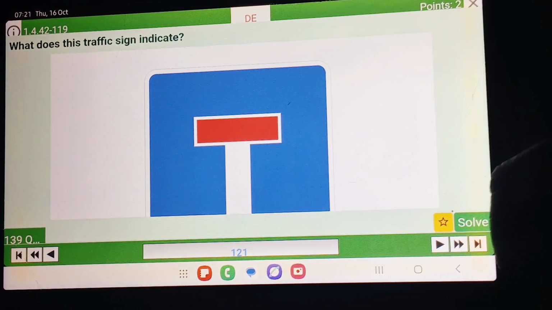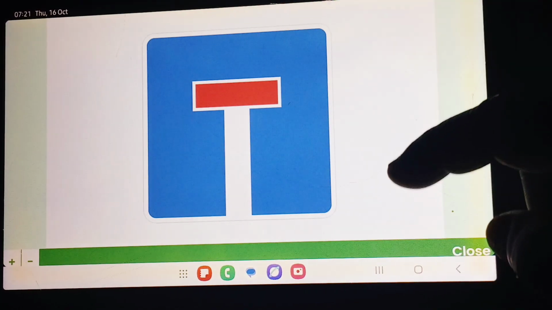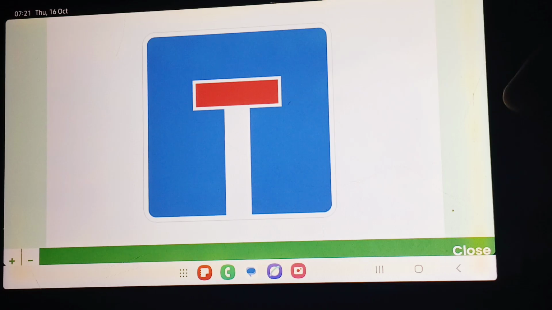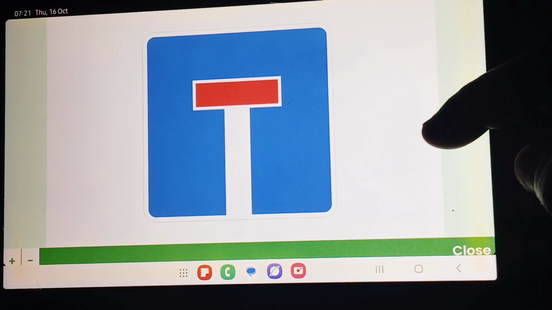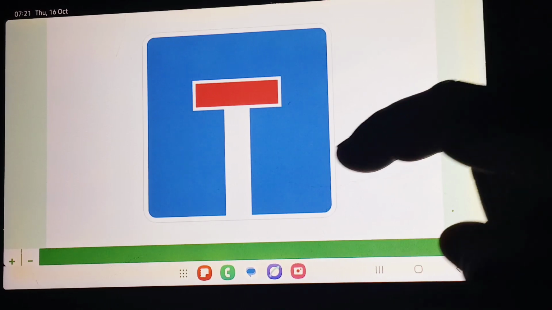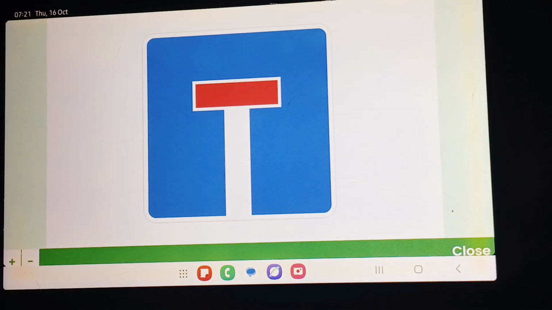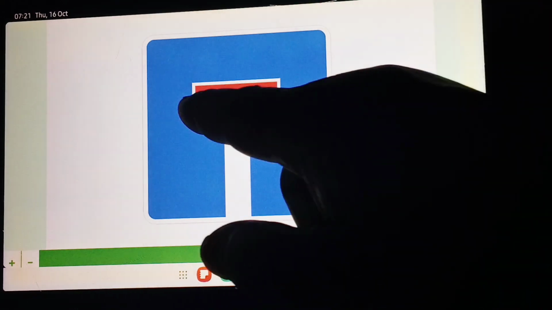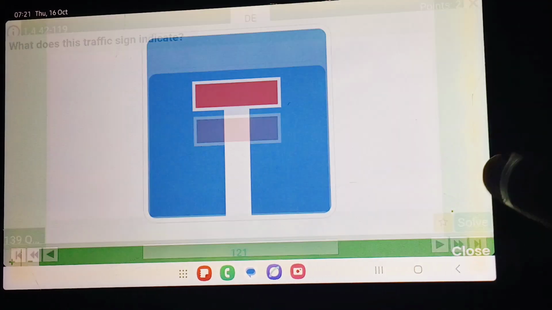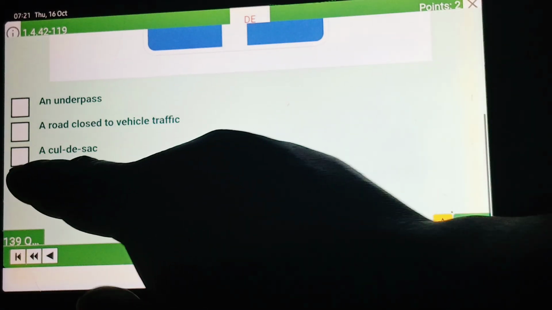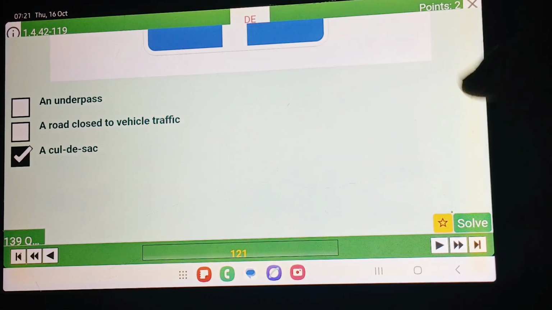What does this traffic sign indicate? This is a cul-de-sac. A cul-de-sac means the road is closed at the end. You cannot pass through to another area. It's closed at the end. That's the meaning of a cul-de-sac.